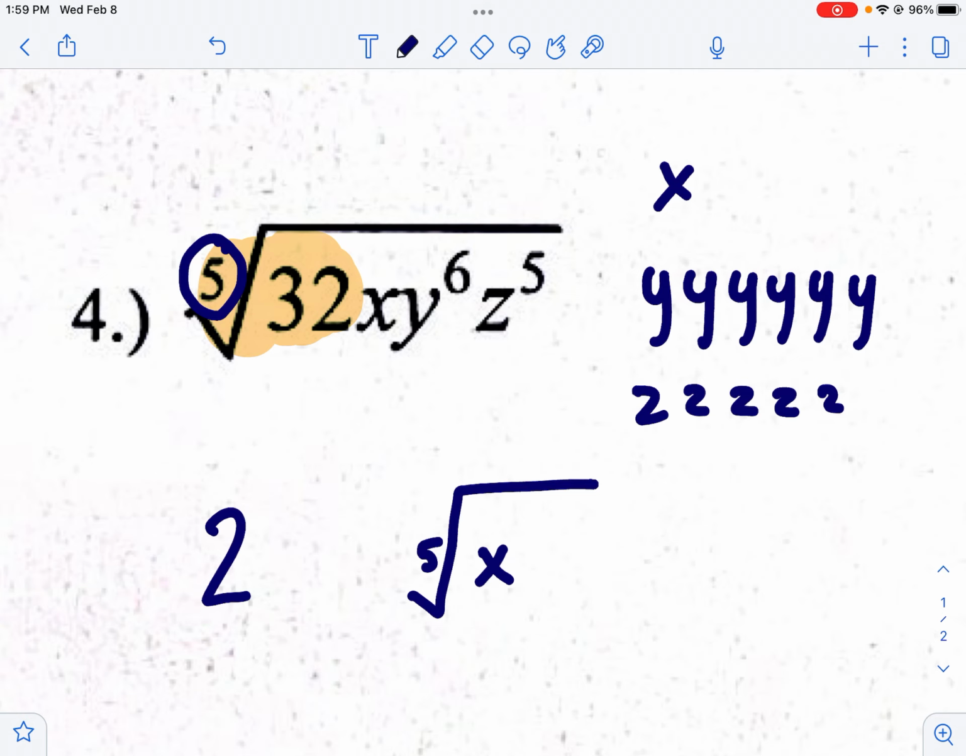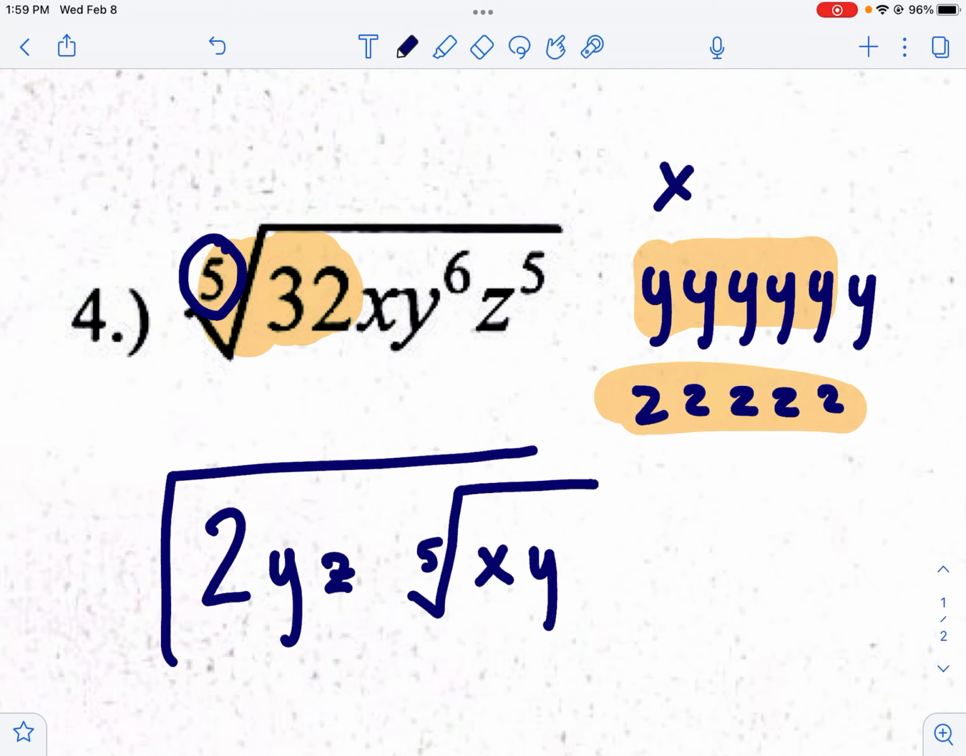Now, with the y's, I do have a group of 5 here. There's one group of 5, so one group of 5 will come out. But there is one left over that will remain in the radical. For the z's, I also have a group of 5, one group of 5. So there's going to be one group of 5 that comes out. But there are no remainders, so z is not left inside the radical. And so this is actually your final answer here.